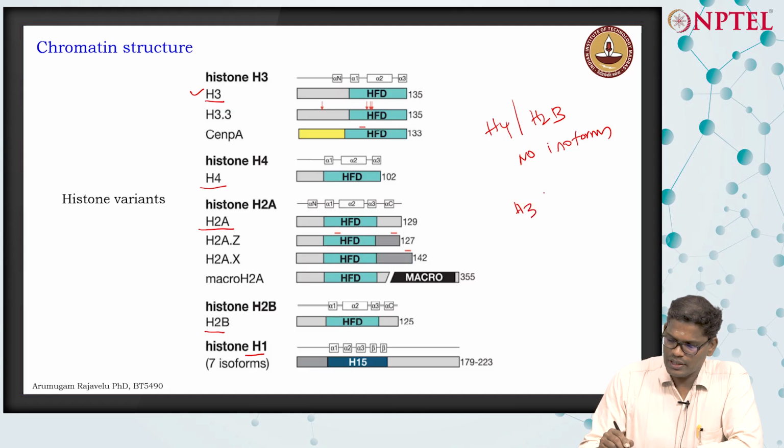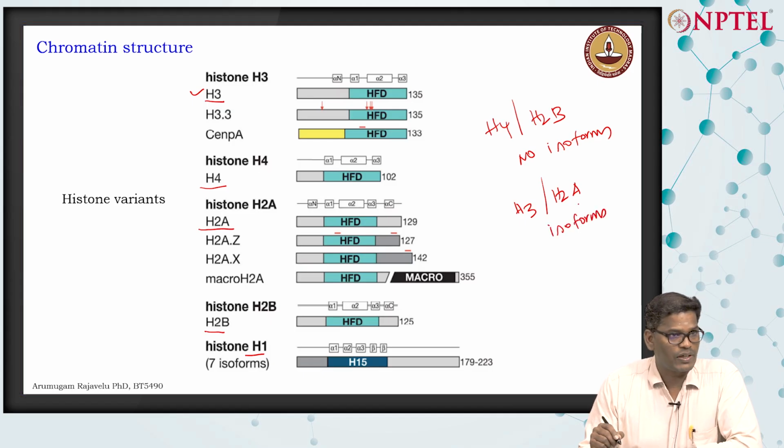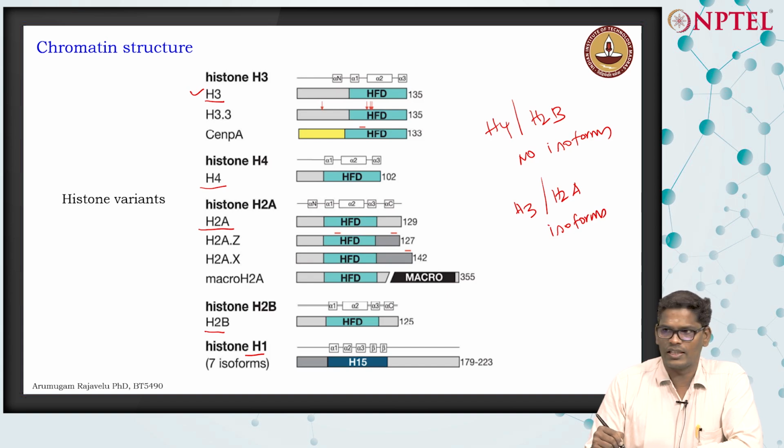Whereas H3 and H2A do have isoforms, and those have very specific, very selective functions in eukaryotic cells.